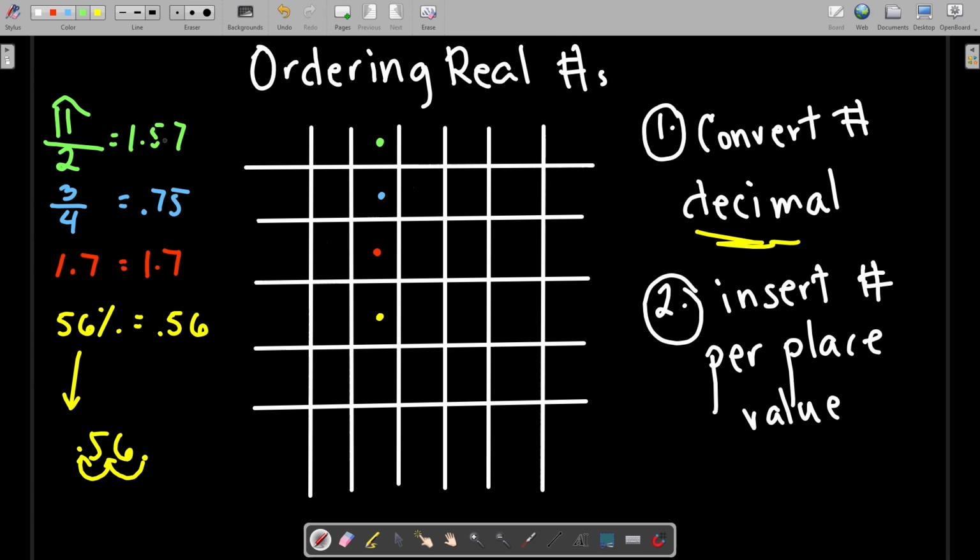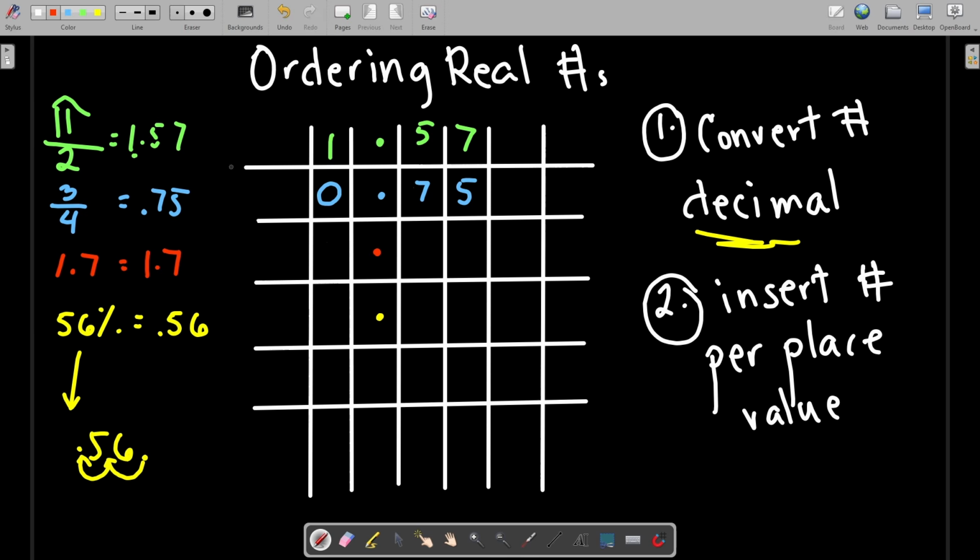So, time for us to insert the numbers per place value. Pi over 2 is 1.57. 1 is in your ones place. And then the decimal, 5 is in your tenths place, and 7 is in your hundredths place. Next, 0.75. Do you have a number in the ones place? No, we don't. Next, we have your decimal point. Next is your 7. Next, you have your 5. My preference is that if you do not have a value in a given place value, I prefer the students to put a 0 in there.